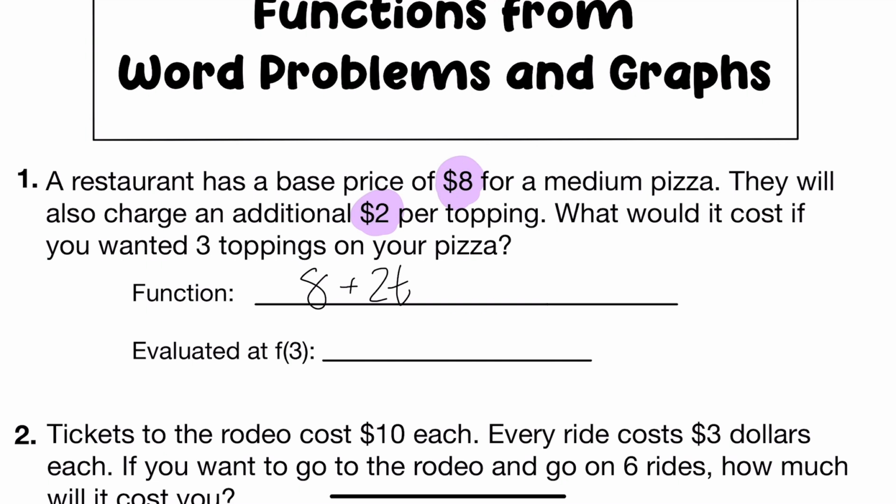And then our other question asks if we wanted 3 toppings. So that is evaluating this function at 3. So all we're going to do is plug in a 3 into our function for our toppings, because we want 3 toppings. So now we're just going to solve this. We got 8 plus 2 times 3, that's going to be 6. 8 plus 6 is going to be 14. So that's that. It's going to cost you $14 to get a medium pizza with 3 toppings on it.